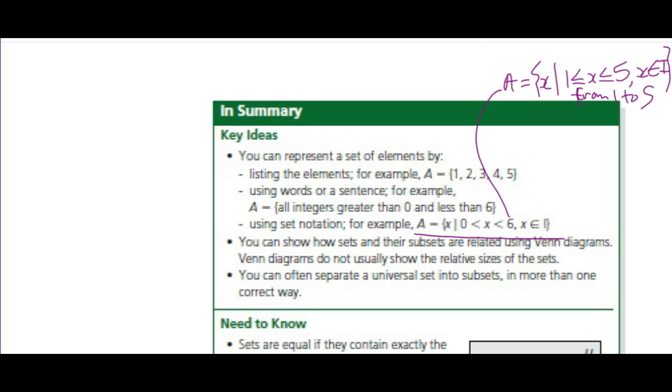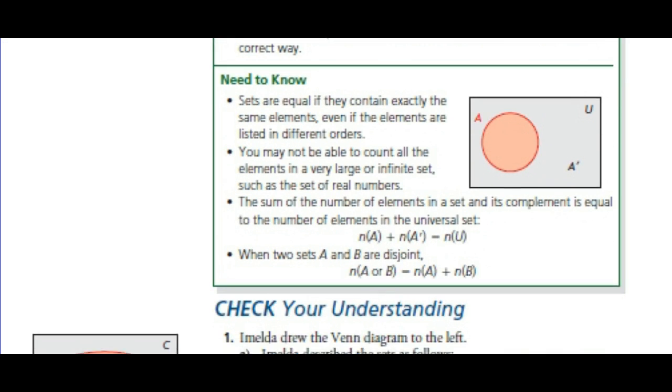You can show how sets and subsets are related using Venn diagrams. Venn diagrams do not usually show the relative sizes of the sets, right? So we don't make a big circle because it's got a lot of stuff in it, and a little circle. We generally tend to make the circles the same size. Okay, and we talk about the number of elements. You can often separate a universal set into subsets in more than one correct way. I mean, unless the question says do it this way, then there's only one correct way. But if I just say split it into subsets.